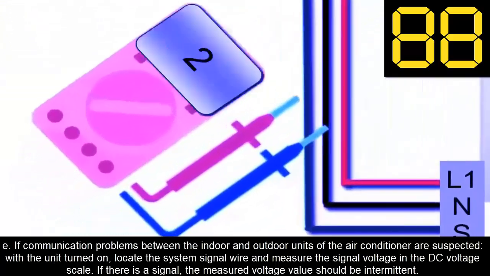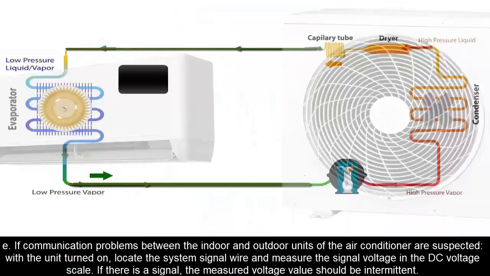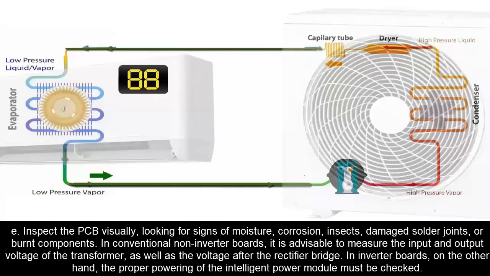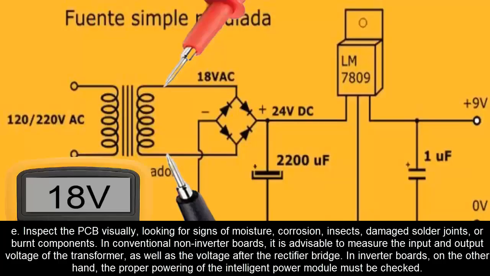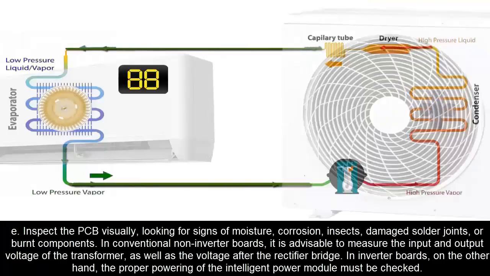E. If communication problems between the indoor and outdoor units of the air conditioner are suspected, with the unit turned on, locate the signal wire and measure the signal voltage in the DC voltage scale. If there is signal, the measured voltage value should be intermittent. F. Inspect the PCB visually, looking for signs of moisture, corrosion, insects, damaged solder joints, or burnt components. In conventional, non-inverter boards, it is advisable to measure the input and output voltage of the transformer as well as the voltage after the rectifier bridge. In inverter boards, on the other hand, the proper powering of the intelligent power module must be checked.